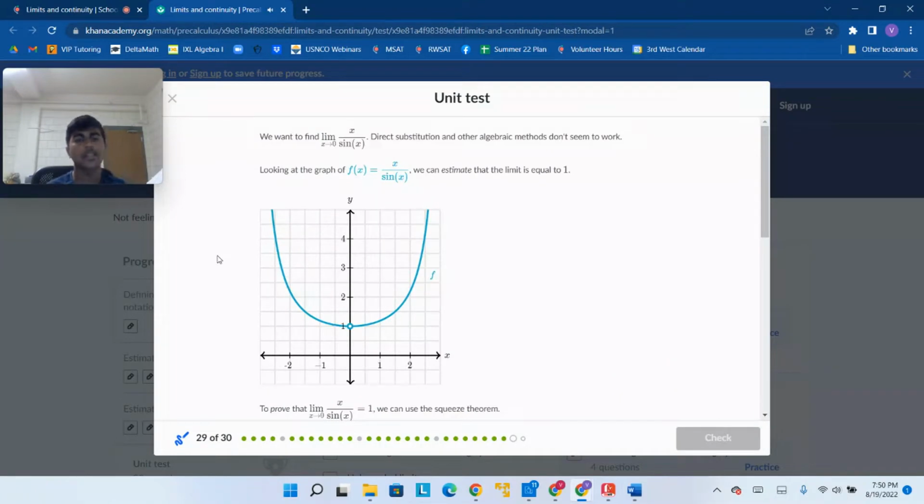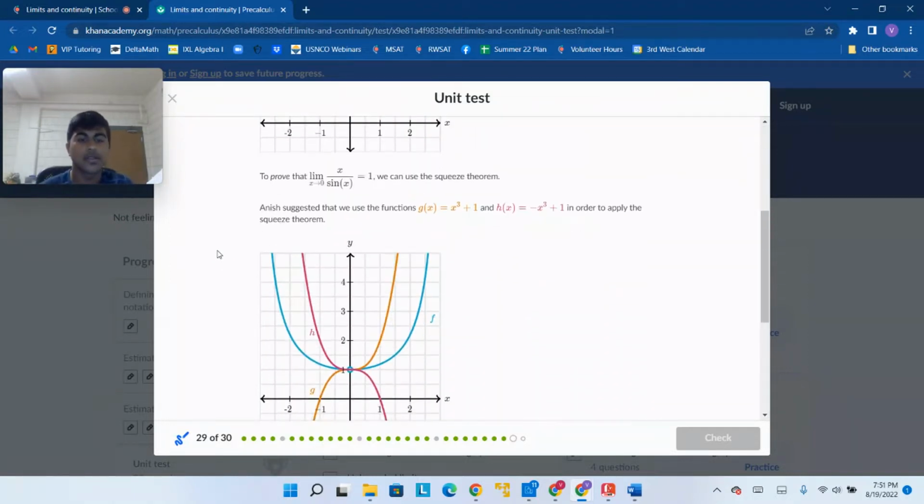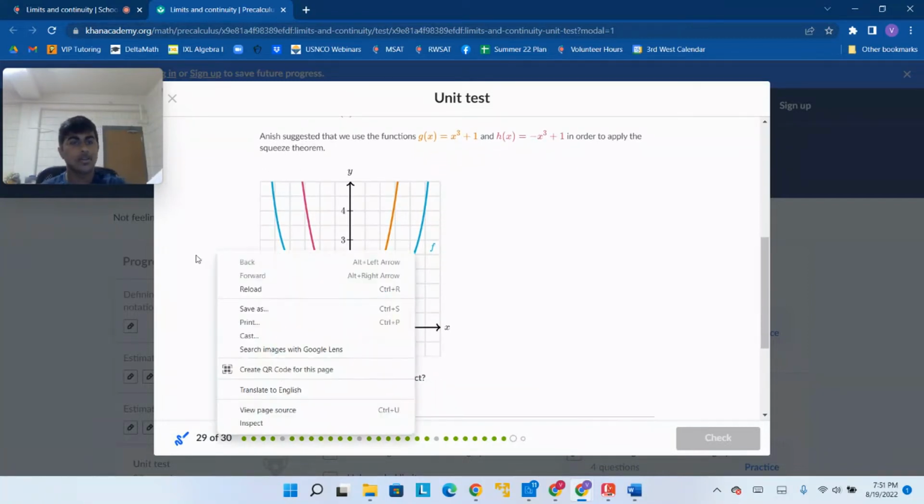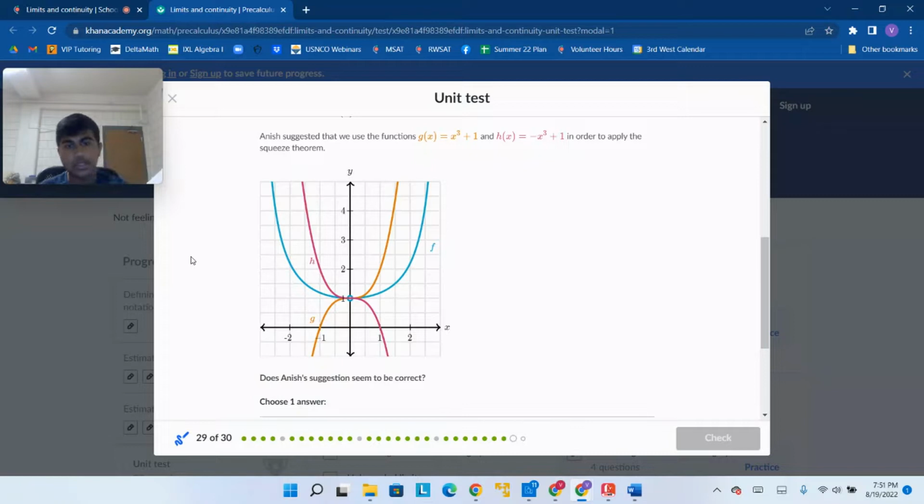We want to find the limit as x approaches 0 of x over sine of x. Direct substitution and other algebraic methods don't seem to work. Looking at the graph of f of x equals x over sine x, we can estimate that the limit is equal to 1. To prove it, we have to use the Squeeze Theorem, which honestly is a pretty fun theorem. Each suggests that we use these two functions in order to apply the Squeeze Theorem. Does each suggestion seem to be correct?